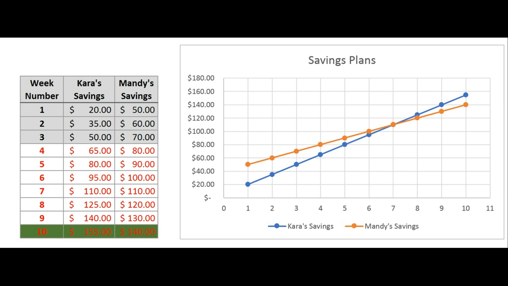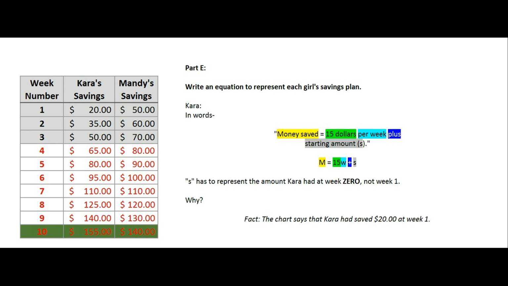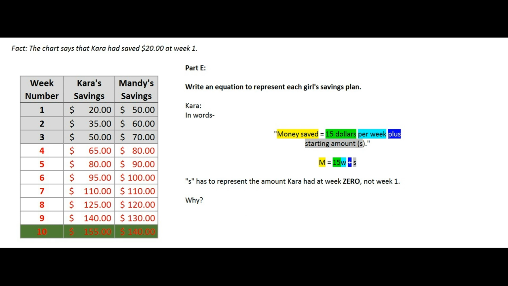Now let's take a look at the next piece of this. This is the table. This is the graph. Part E says write an equation to represent each girl's savings plan. In words, what this means is if we look just at Kara's savings, the money saved equals $15 per week plus her starting amount, and that's the gray part right there. So 15 in green, W is the blue, plus the starting amount. S is what we have at week 0, not at week 1, and I put that fact up there at the top to remind us.